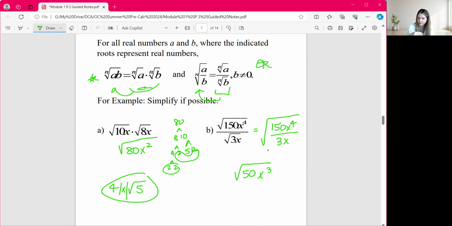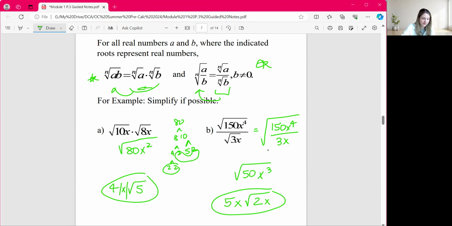Square root of 50, we've done that quite a few times now. That gives us 5 root 2. X cubed, so I have the square root of x cubed, one x is going to come out and one is going to stay in. And there is going to be my final answer.